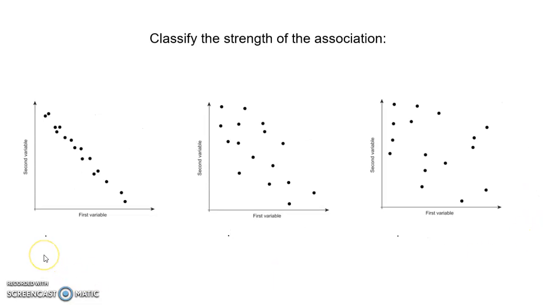Let's look at these examples. Here, this graph goes down as we go left to right, so it is a negative association, and you can see that the points very closely fit a line. So we would say this is a strong negative association. In this one, the points are a little bit more spread out, although the trend still goes down as we go left to right. So we would say that this is a moderate negative association. Here, the points are pretty spread out, but we can still see that they go down as we go left to right. So we would say that this is a weak negative association.